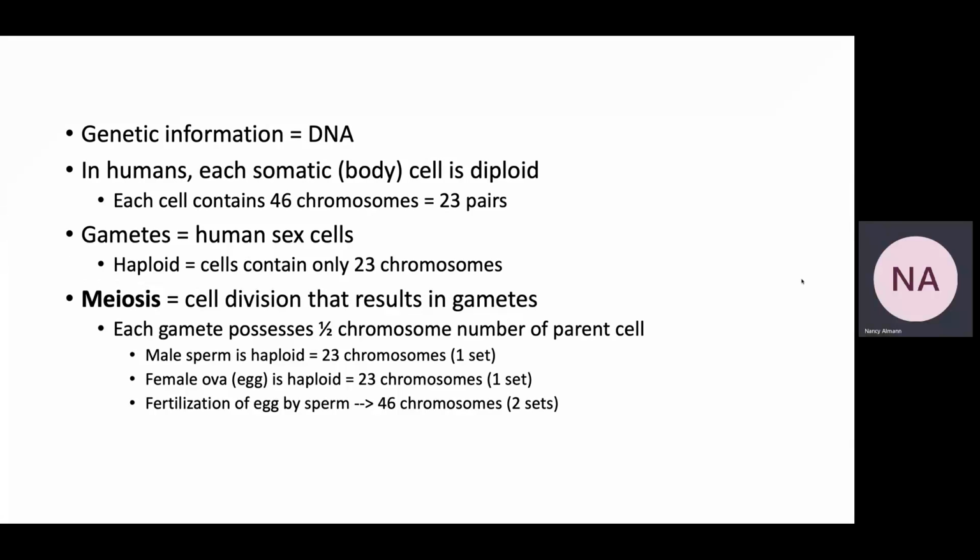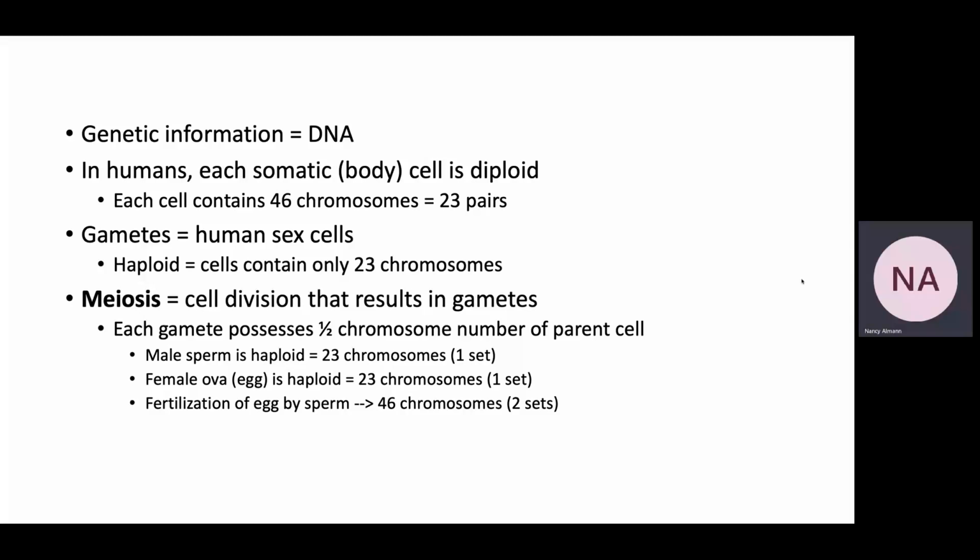We know that the genetic information is DNA. We know that in humans, each cell is diploid, which means that there are 23 pairs, or a total of 46 chromosomes in each somatic cell. Gametes are those human sex cells, and they will be haploid. They will contain one set of chromosomes, only 23 of them.